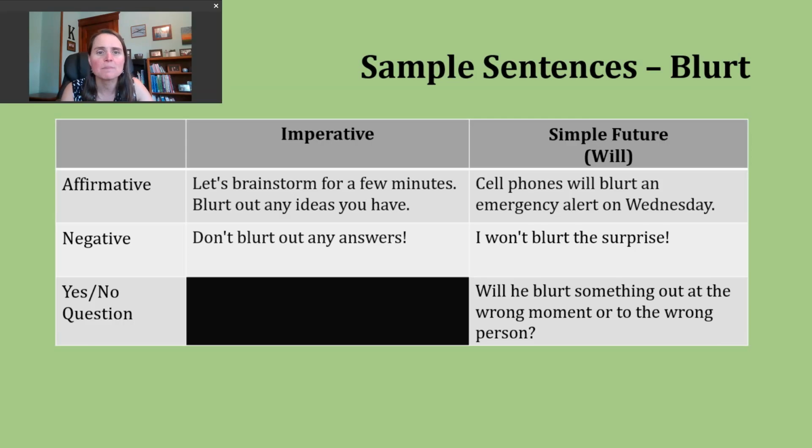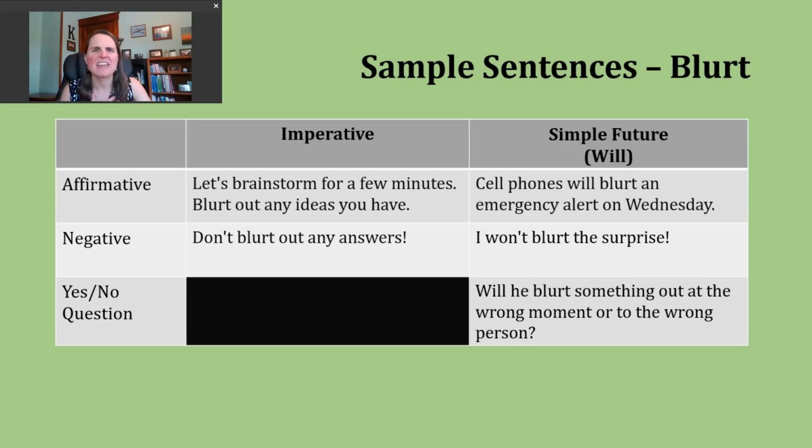An example of this might be, don't blurt out any answers. I know as a teacher, I've used this with my students sometimes when I just want them to think a little bit on their own before they start hearing others' answers or ideas. So that might be one reason to encourage people not to say things quite yet.